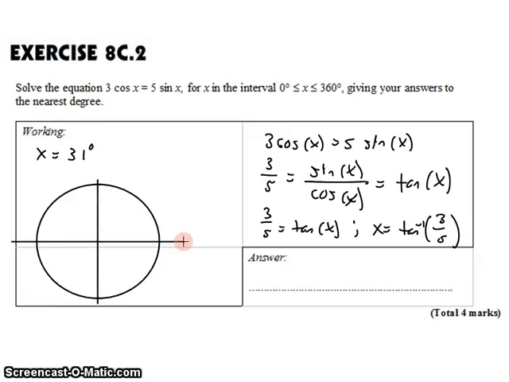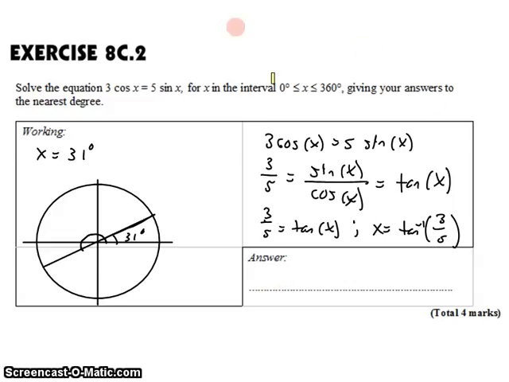So here's our unit circle. The slope is 3/5. So that's going to look something like that. That's our 31 degrees. But another line that has the same slope is this line over here. Both of these meet the criteria of having a slope of 3/5. It's the same slope all the way through. And both of them are between 0 degrees and 360 degrees. So both of these angles are solutions, and I need both.